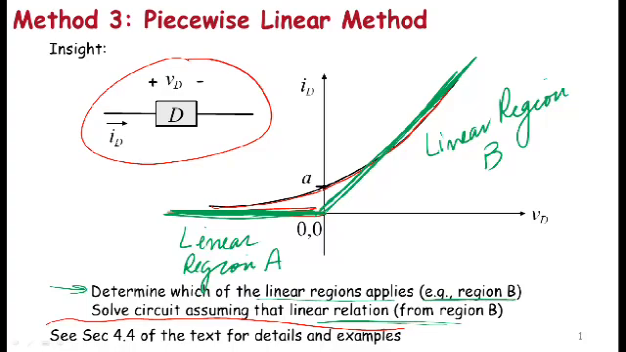So in this case, if the linear relation from B applies, let me pause for a few seconds and see if you can figure out what you would replace the device in the circuit with. What would be the linear element you would use to replace the device in the circuit if linear region B applies?